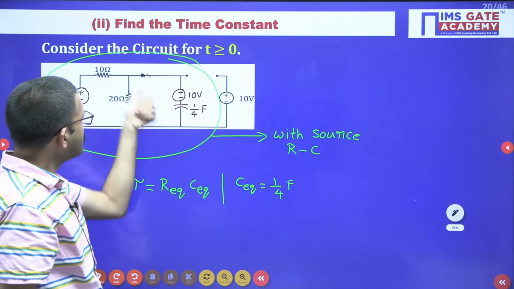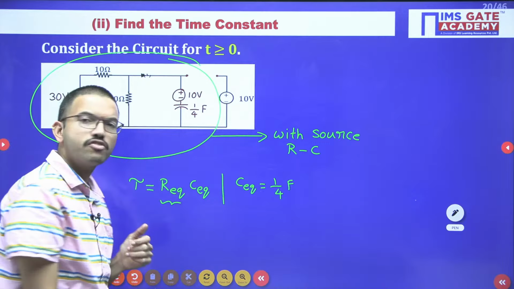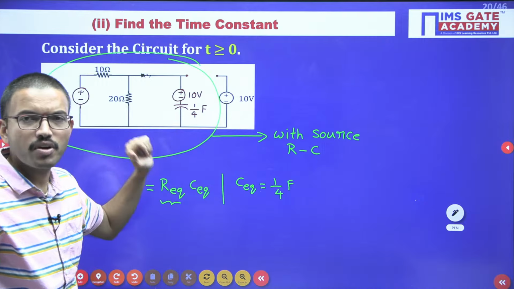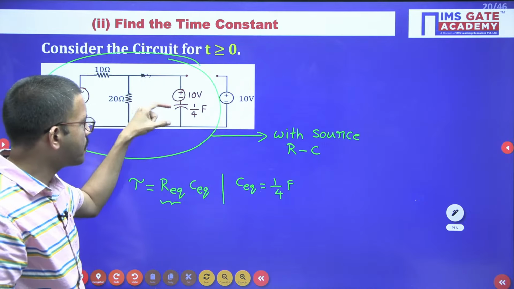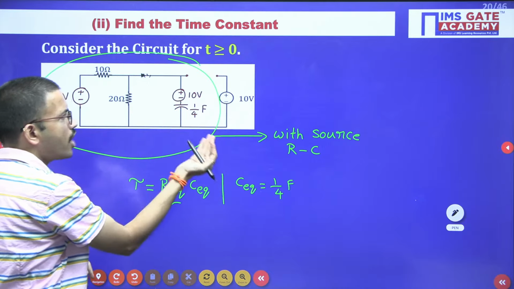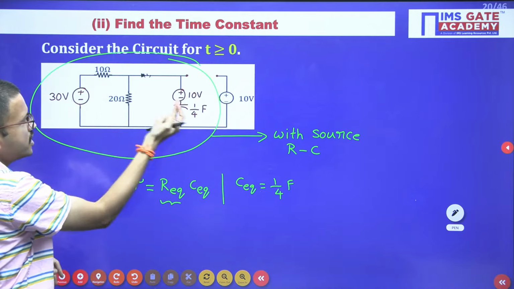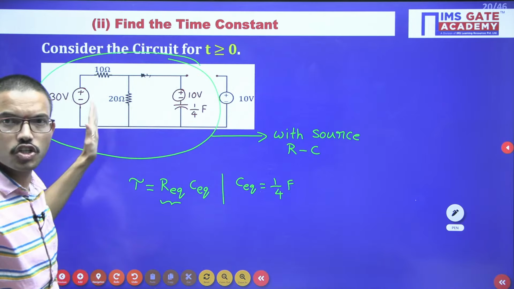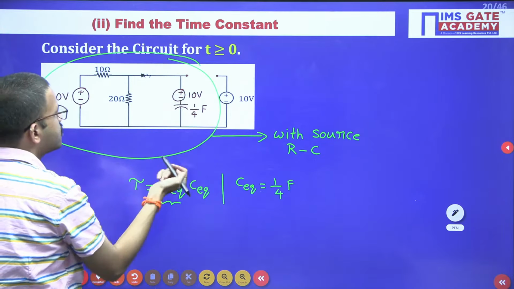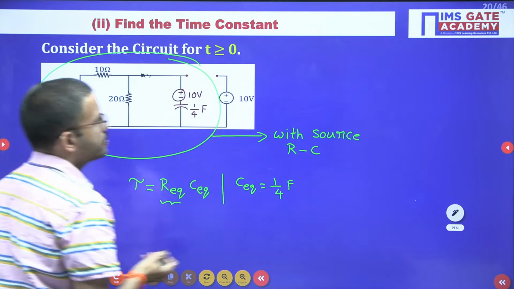Now, whenever you have multiple resistors, we have to find the R equivalent in such a way that first of all we remove the capacitor from the circuit. The moment you remove the capacitor, the terminals become open. After that, across the open circuit terminals, you have to find the R equivalent. Since this circuit has voltage sources, you can make the voltage sources short. After removing the capacitor and shorting the sources, across these two terminals the 10 ohm resistor and 20 ohm resistor are connected.